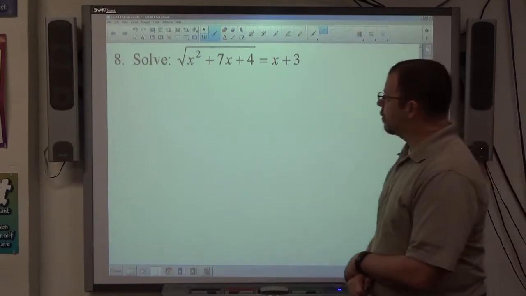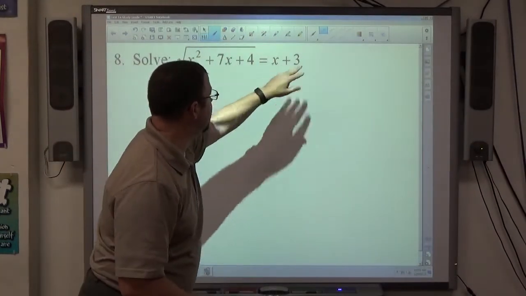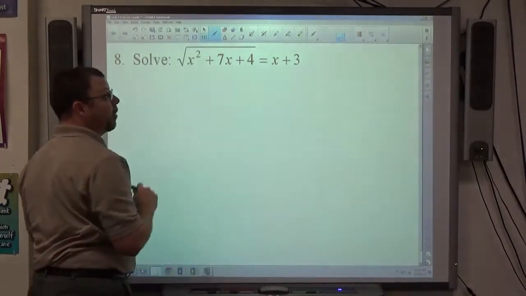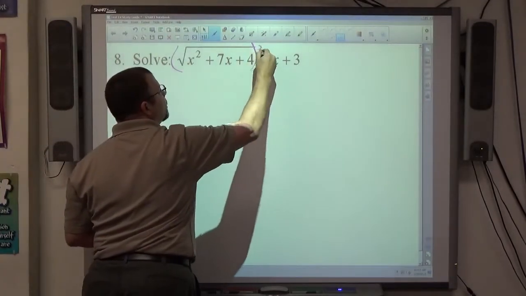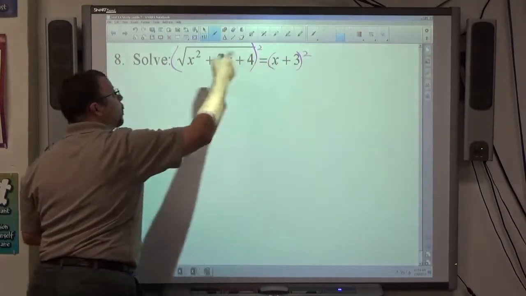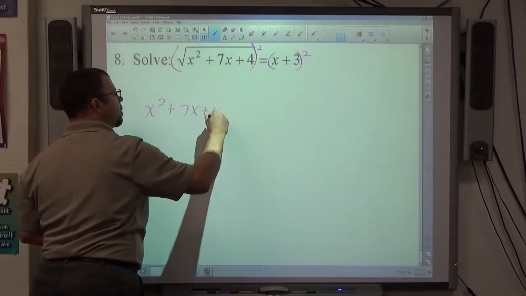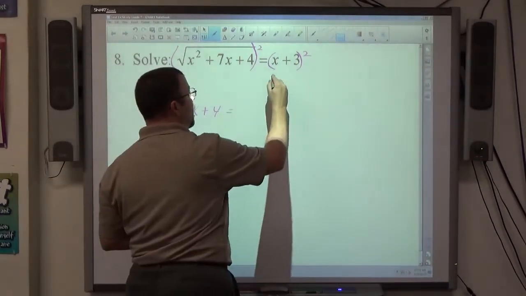Number 8, solve. We have a radical expression equal to a non-radical expression. Job 1 is to get the radical expression isolated, which it already is. So job 2 then is to square both sides. Squaring the left side just gets rid of the radical. Squaring the right-hand side gets us a binomial squared. So we get a trinomial.